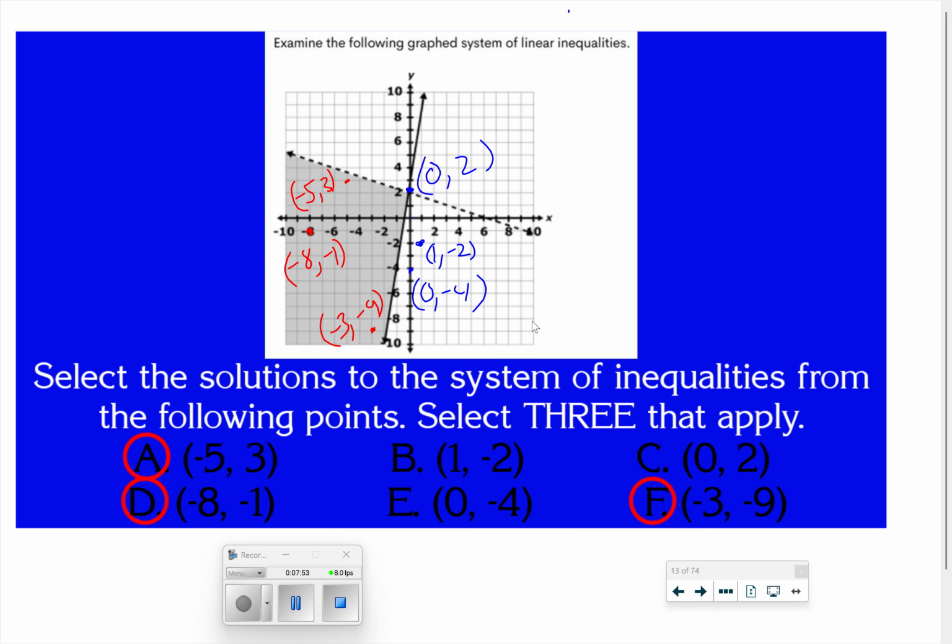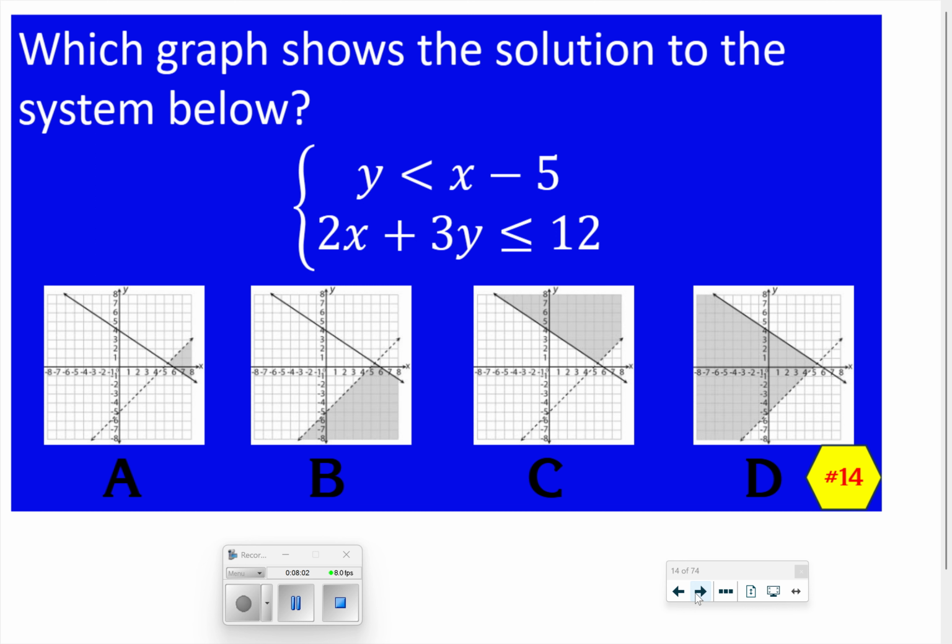All right. Which graph shows the solution to the system below? All right, so here we've got two equations. You see how you got one that has equal to and one that doesn't. So that means you got the solid line for the equal to and the dashed line for the one that's not equal to. Okay, so you can either shade this way, you can shade down here, you can shade up here, or you can shade to the left. Which one would have the solution for both?